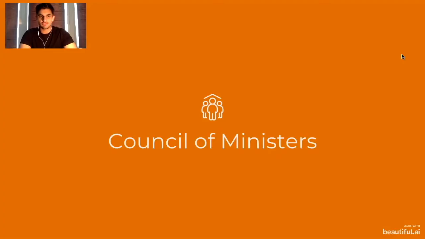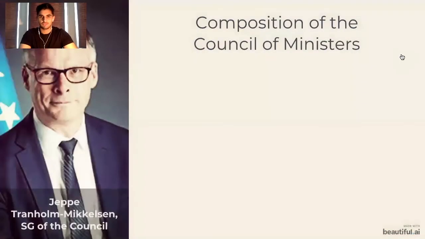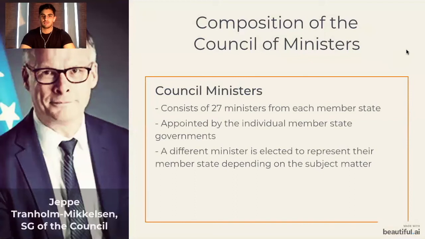The Council of Ministers, very, very similar to the European Parliament in terms of its role. However, its composition is very, very different. So it's unelected, it's not democratic, and it consists of 27 ministers from each member state, and they're appointed by the member state governments. Now, what's interesting with the Council of Ministers is it's not set like the Commission. So European Parliament changes every 5 years, but that's elections. You can see how that works.